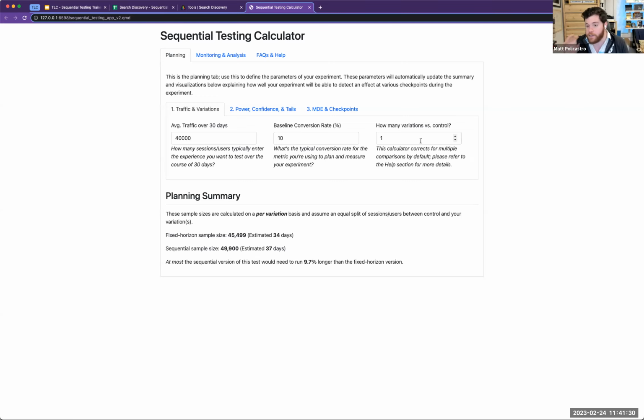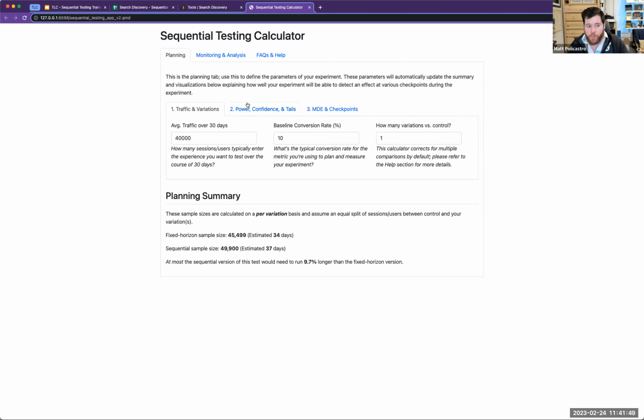This calculator by default controls for multiple comparisons using the Dunn-Šidák correction, which was a recommendation by Georgie a while ago. So again, thank you to him for being incredible. This is what lets us control for running multiple variations in parallel against control, so we can do that in a safer way.